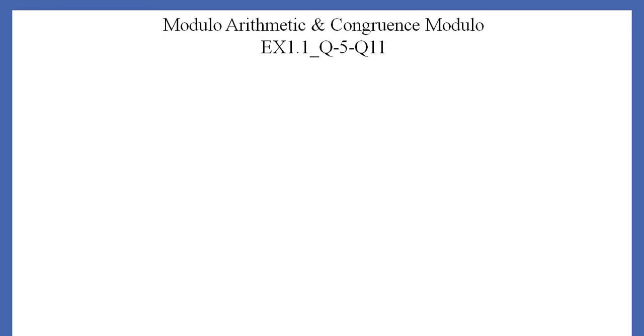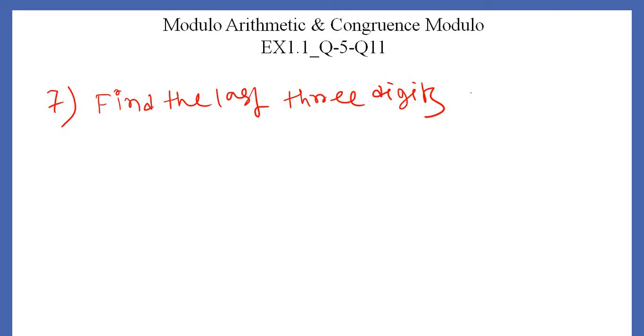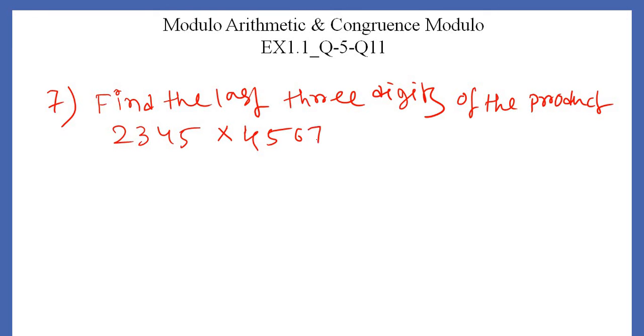Question number 7. Similar type of question. Now instead of finding the last two digits, here you have to find the last three digits. Find the last three digits of the product 2345 into 4567.